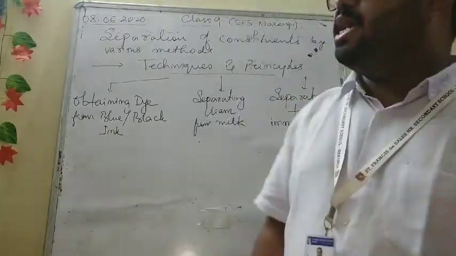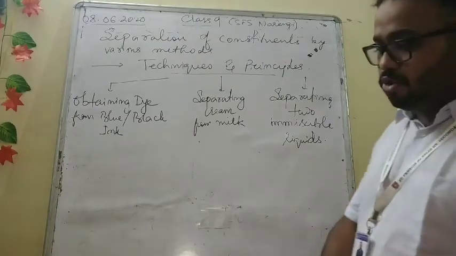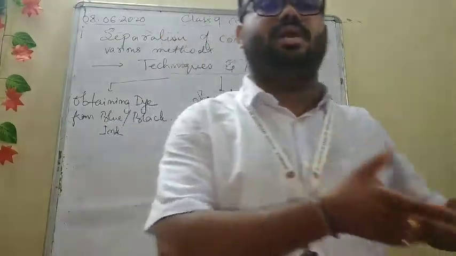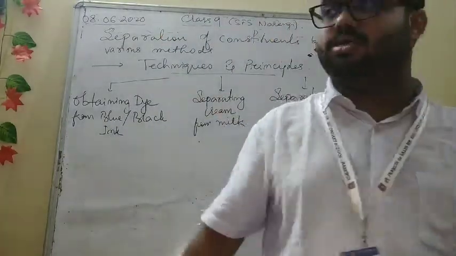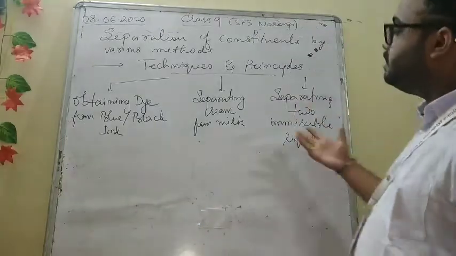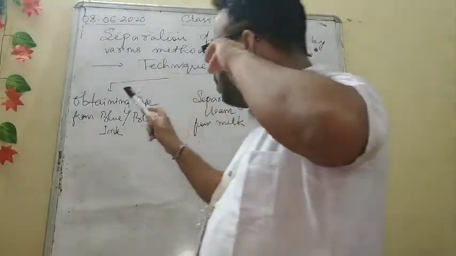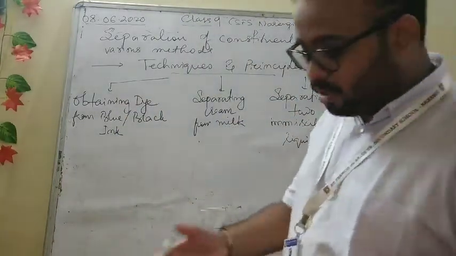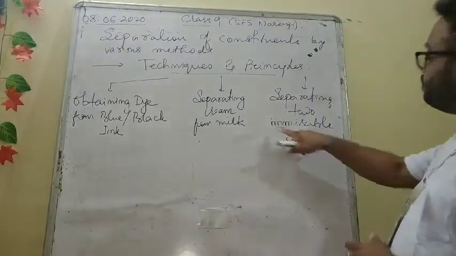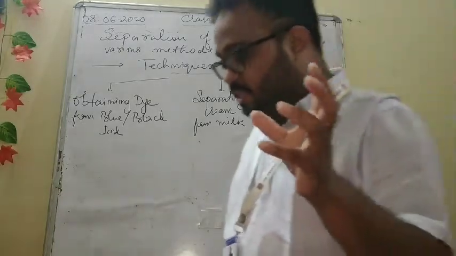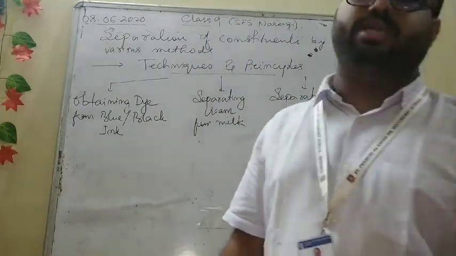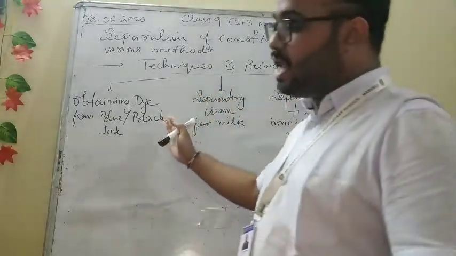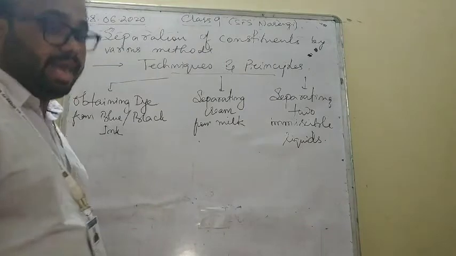Simple technique. If I tell you, how will you separate salt from salt solution? After you make the solution, in the laboratory you have to cool it to get the salt back. It's a reversible process. Similarly, we will discuss three things today: obtaining dye from blue or black ink, separating cream from milk, and separating two immiscible liquids. Immiscible means the liquids are not getting mixed with each other. So let us start with the first part, obtaining dye from blue or black ink.